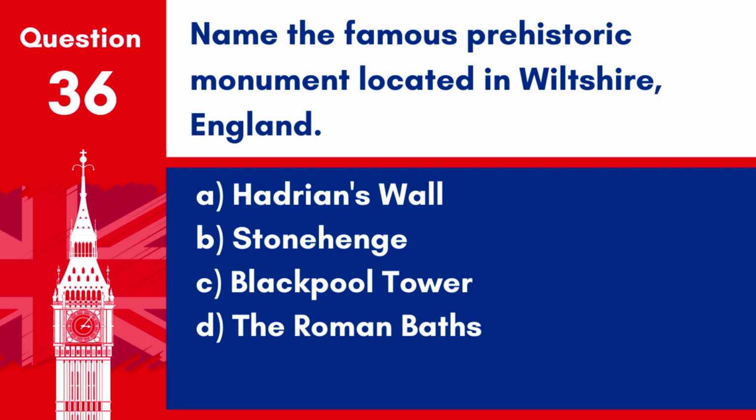Question 36. Name the famous prehistoric monument located in Wiltshire, England. A. Hadrian's Wall. B. Stonehenge. C. Blackpool Tower. D. The Roman Baths. Answer. B. Stonehenge. Stonehenge is the famous prehistoric monument located in Wiltshire, England, known for its unique stone circle.